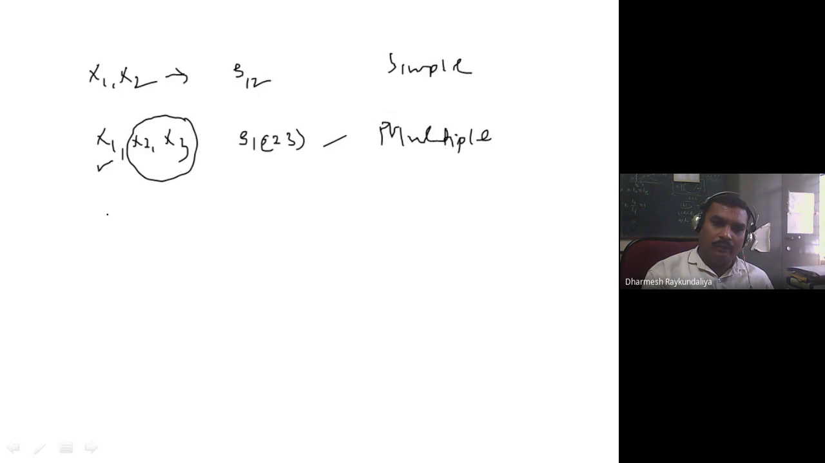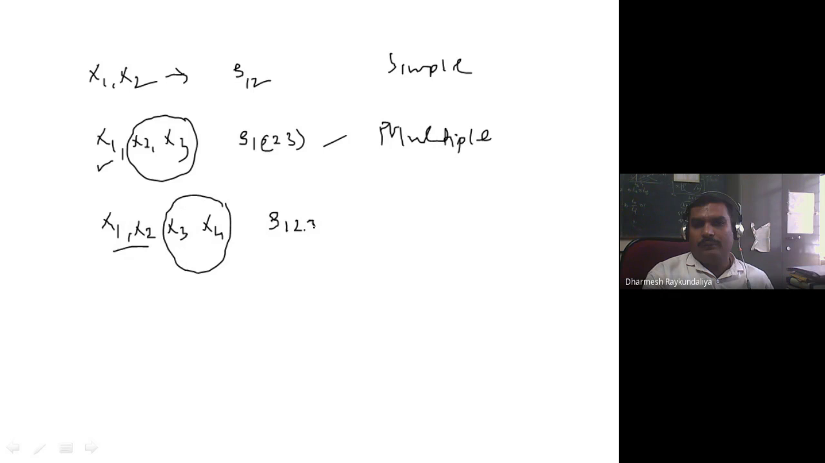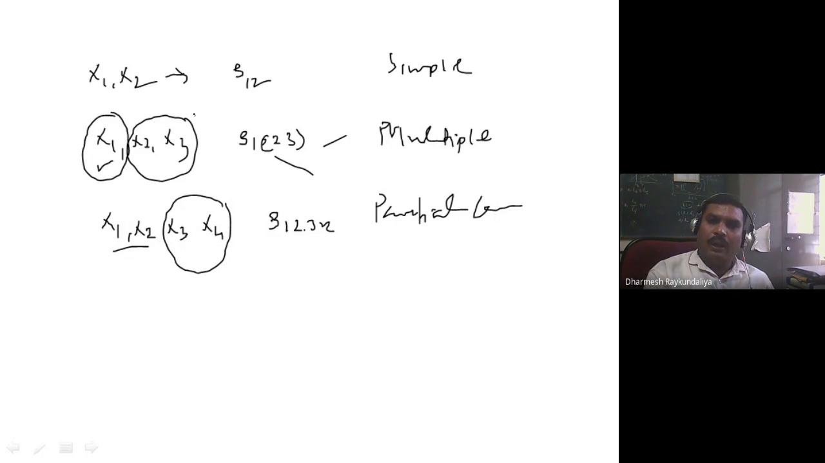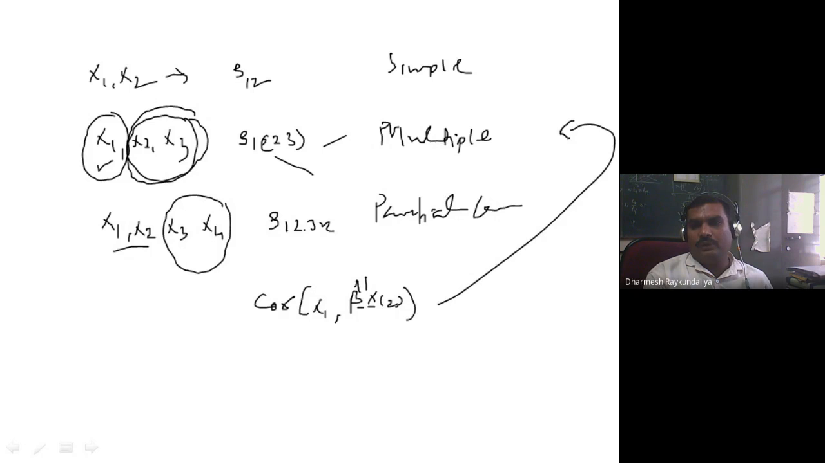Then we say that okay, I am interested to find out the correlation between x1 x2 when x3 x4 is fixed. So I call them as rho 12 dot 34. So this is called partial correlation. So in multiple correlation we show that it is the correlation between x1 and a linear combination of the vector x2. It is simply a correlation between x1 and some linear combination of x2. So this is the definition of multiple correlation.